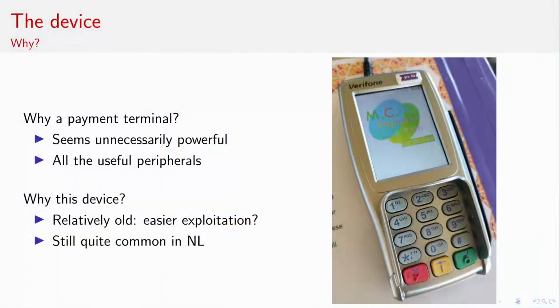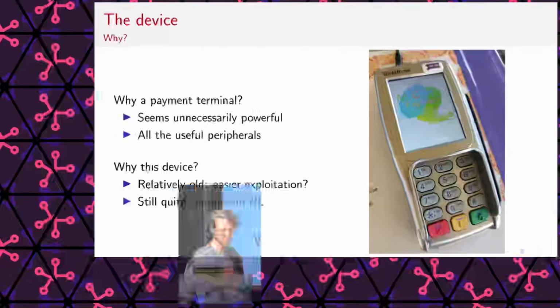So why a payment terminal? I thought it would be interesting to run Doom or anything similar, specifically on this device, as it seems so overpowered, right? Why does this device have so much power? It only needs to display a couple numbers, read a card, maybe do some crypto. I thought it would be interesting to use it to its full potential.